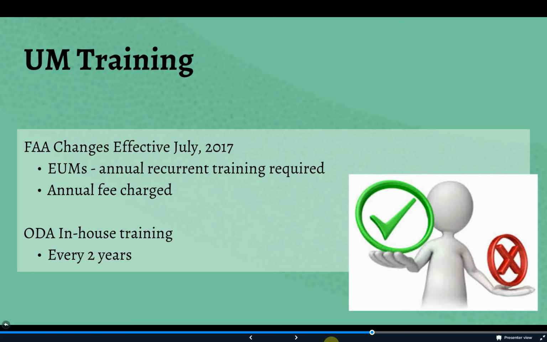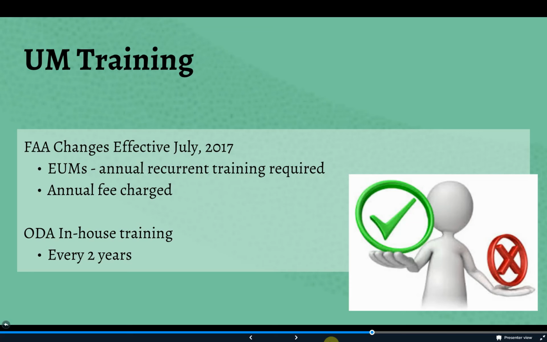The timeframes for taking FAA training are also changing, where it used to be necessary to go through recurrent training every 2 years for an EUM and 3 for an MUM. The FAA is moving toward an annual schedule along with an annual fee, at least for the EUMs right now. ODA in-house training is also a requirement. However, it will remain on a 2-year cycle at this time.